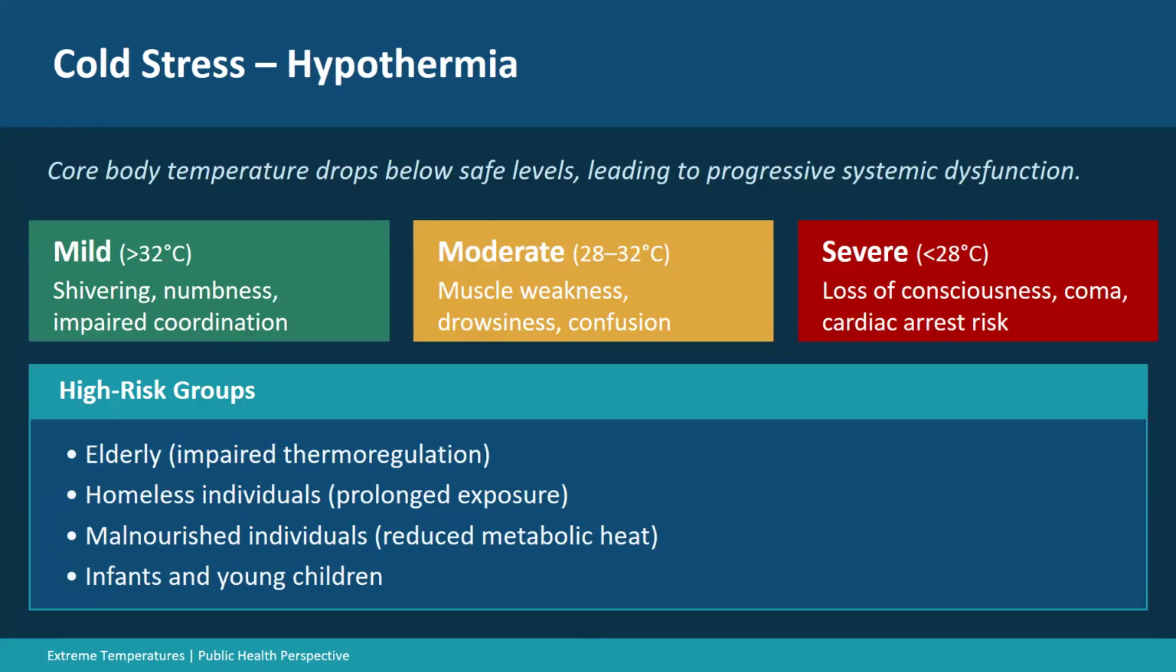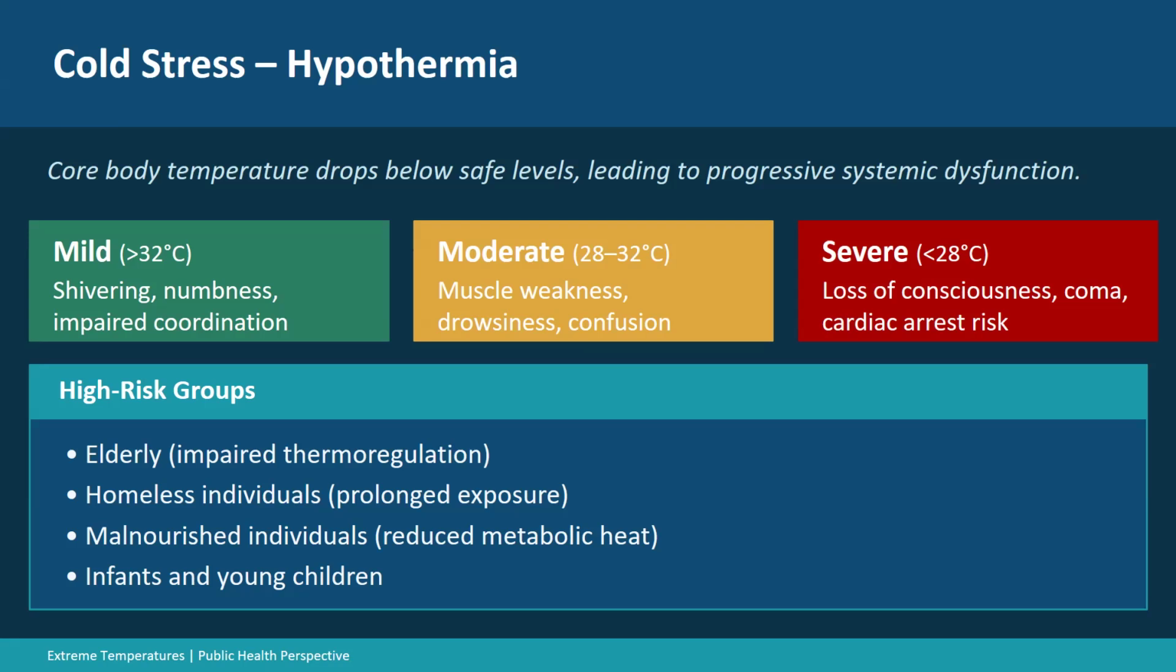Now we come to cold stress, which is hypothermia. This is when the core body temperature drops below safe levels, leading to progressive systemic dysfunction. It can be mild when the temperature is more than 32 degrees centigrade but less than 37. Shivering, numbness, and impaired coordination are the symptoms. In the moderate stage, the temperature ranges from 28 to 32 degrees centigrade, and the symptoms are muscle weakness, drowsiness, and confusion. Severe condition is when the temperature is below 28 degrees centigrade. There is loss of consciousness, coma, and cardiac arrest risk.